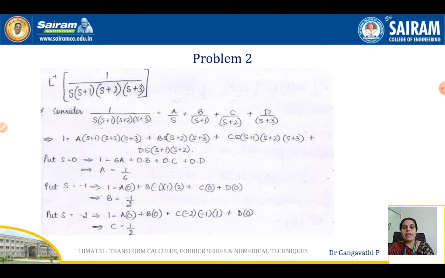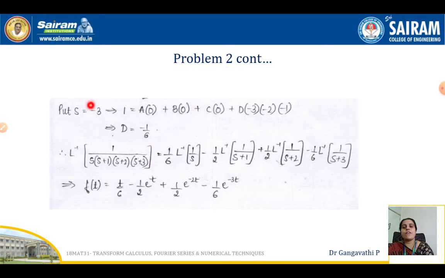Now put suitable values for s. Taking s = 0, we get A = 1/6. Taking s = -1 and substituting in this expression, we get B = -1/2. Putting s = -2 in the same expression, we get C = 1/2. Similarly, putting s = -3 and simplifying, we get D = -1/6. So now we have found the values of A, B, C and D, which we considered at the beginning of the problem using partial fractions.